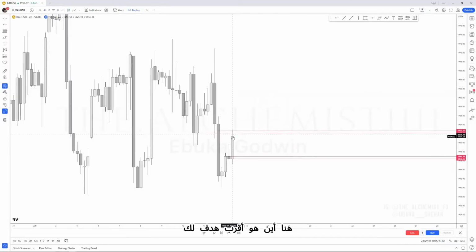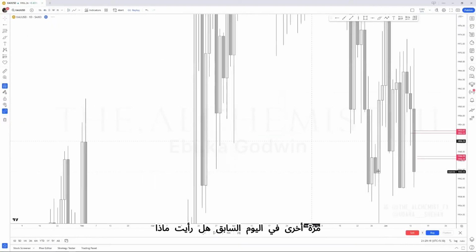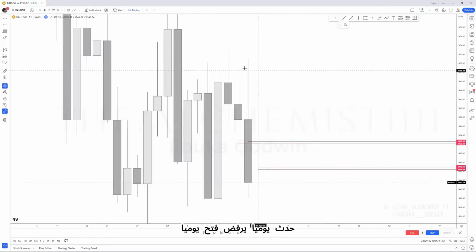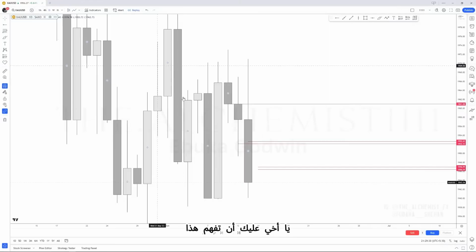If you are taking a sell here, where is your closest target? The next H4 support. Why do we pay attention to H4? Because the previous day we saw how daily rejected that daily open close. Let me quickly show it to you once again. The previous day, did you see what happened? Daily rejects a daily open close. Then why not the open close support below? Oh, bro, you need to understand this. Let me show you.